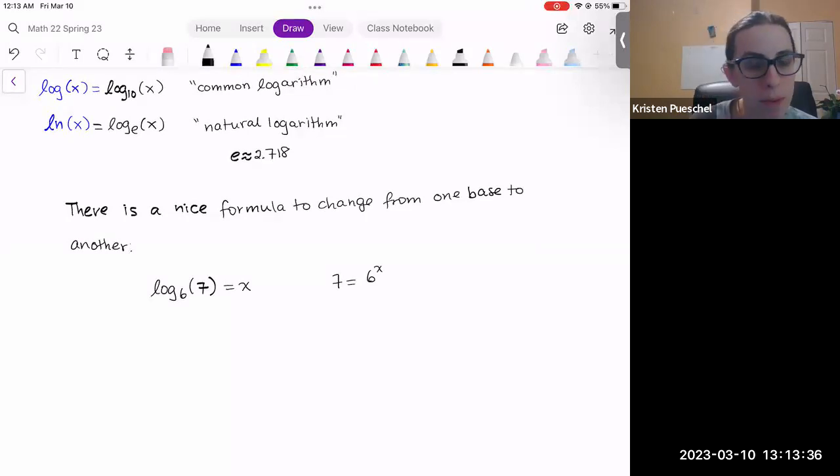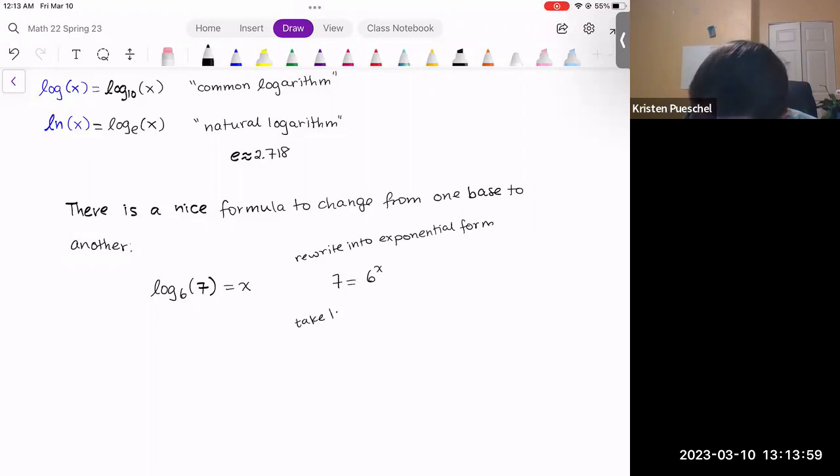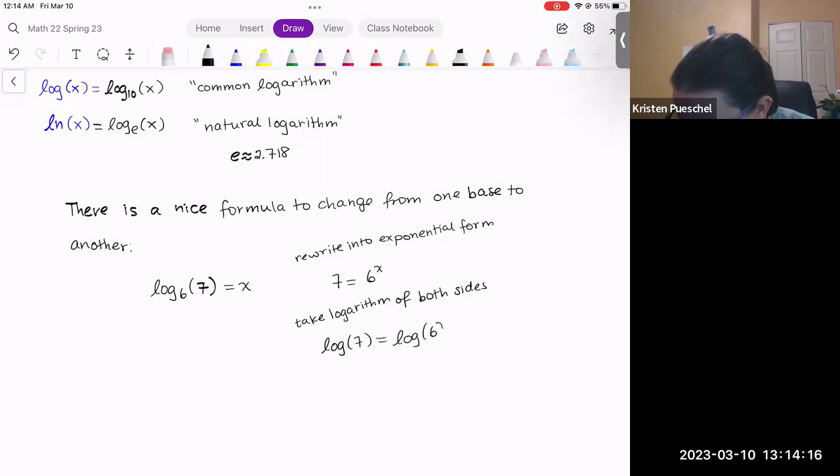take the logarithm of both sides of this expression. And in this case, we can use either the natural logarithm or the common logarithm. So we're going to rewrite into exponential form, and we're going to take the logarithm of both sides. I'm going to use the common logarithm. So I'm going to write log of 7 is equal to the log of 6 to the x.